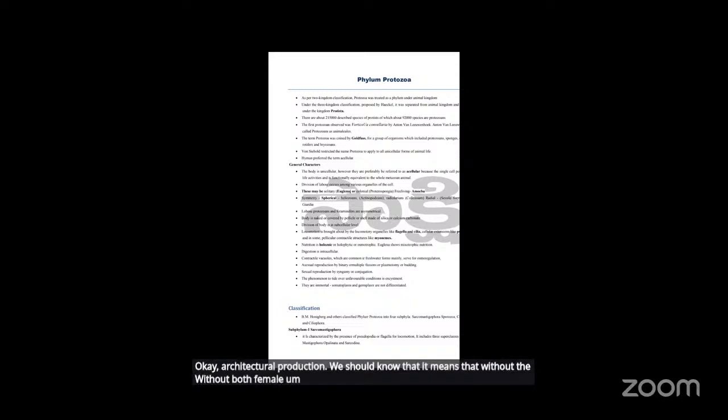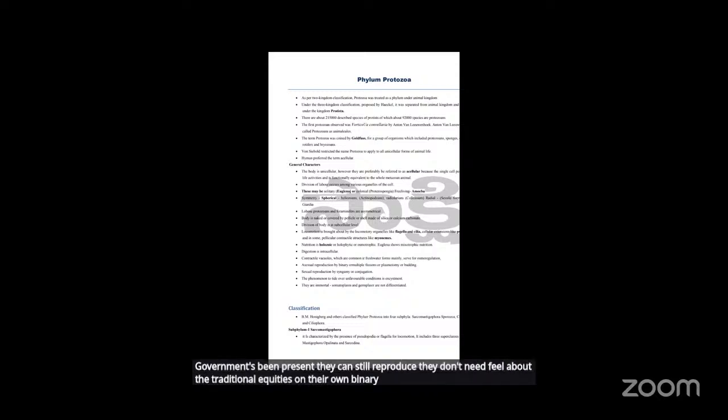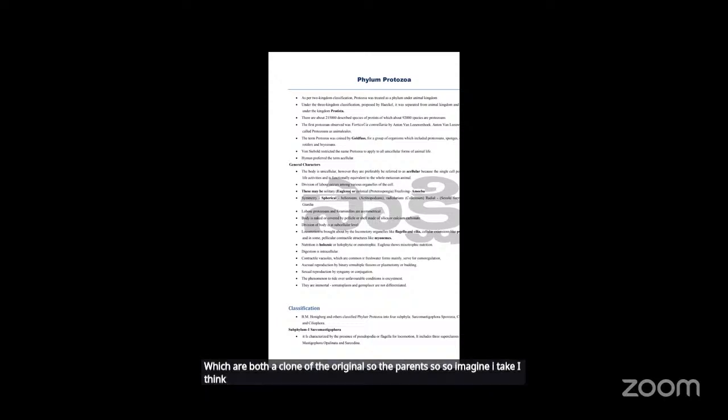Asexual reproduction by binary or multiple fissions or plasmotomy or budding. Asexual reproduction means that without both male and female gametes being present, they can still reproduce. They don't need the other. They can reproduce on their own. Binary fission is simply division of the cell into two daughter cells, which are both a clone of the original cell, the parent cell. Imagine if I cut an egg roll in half, it will be two halves, but for the cell, the two halves will form two new egg rolls that are the same as the original egg roll.